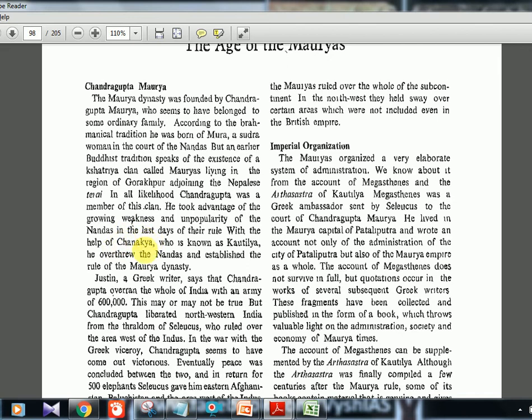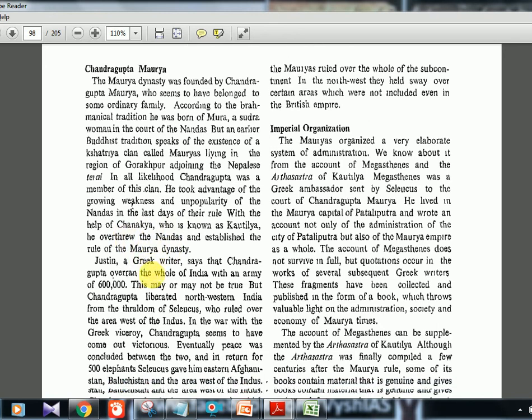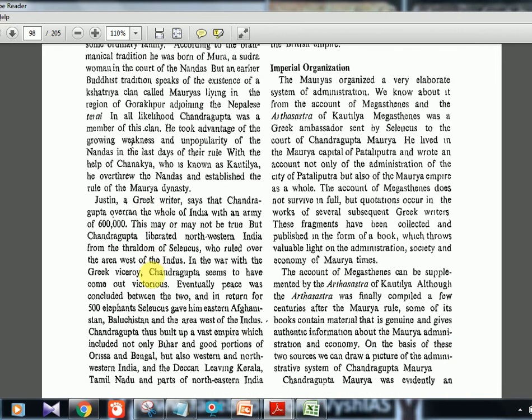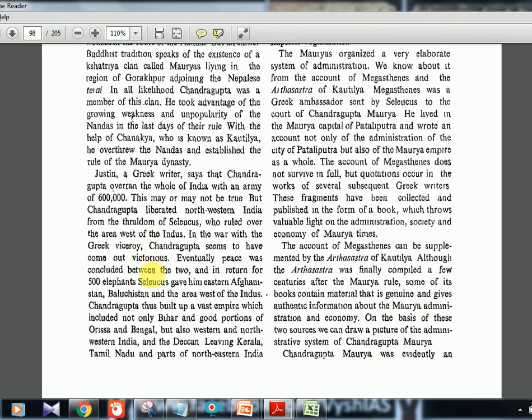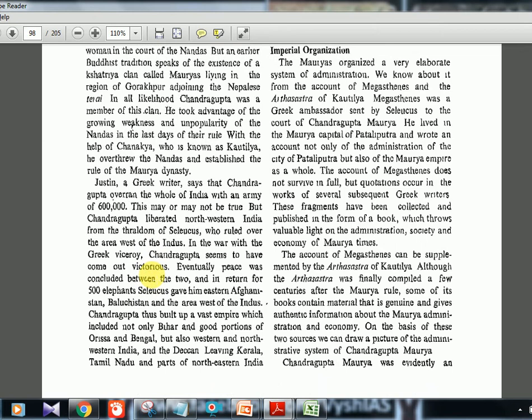With the help of Chanakya, who is also known as Kautilya and also called Vishnugupta, I think, this person overthrew the Nandas and established the rule of the Mauryan dynasty. The Nandas were one of the most powerful kingdoms; we have already covered that in the last chapter. Even Alexander the Great feared entering India because of the power of the Nandas.